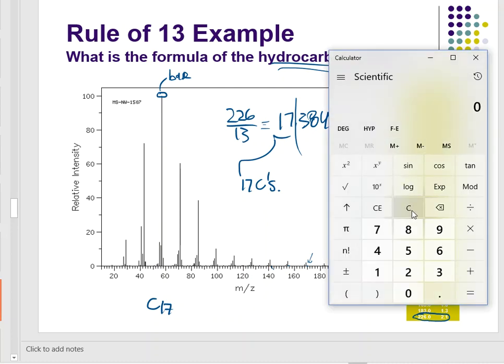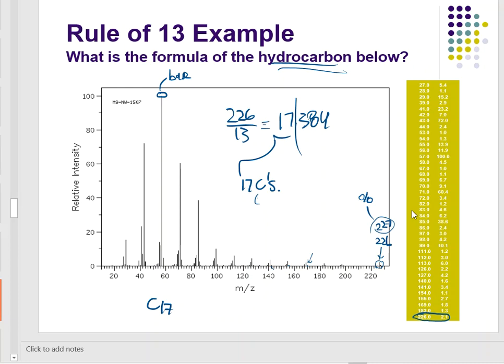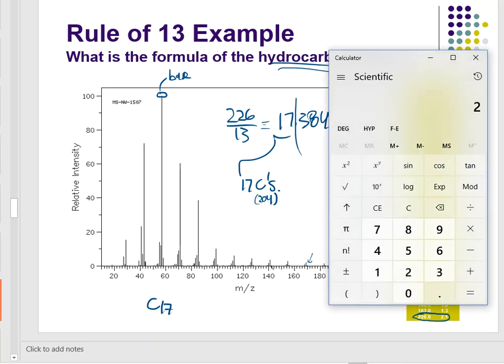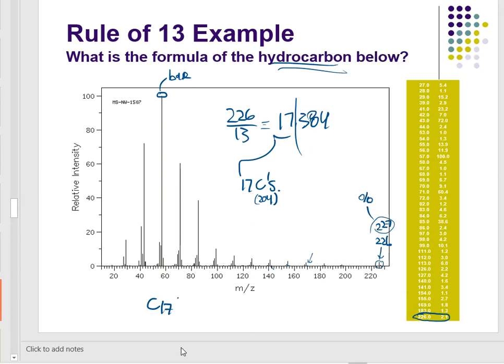So I'm going to clear out my calculator and I'm going to say, listen, I've already determined there's 17 carbons here. So I'm going to multiply that by the normal weight of carbon, the average weight, which is 12, and this gives me 204. So I'm just going to write that number down below. It looks like the total weight is 226. All right, so 226 minus 204 gives me 22. So hydrogens, there's 22 of them.